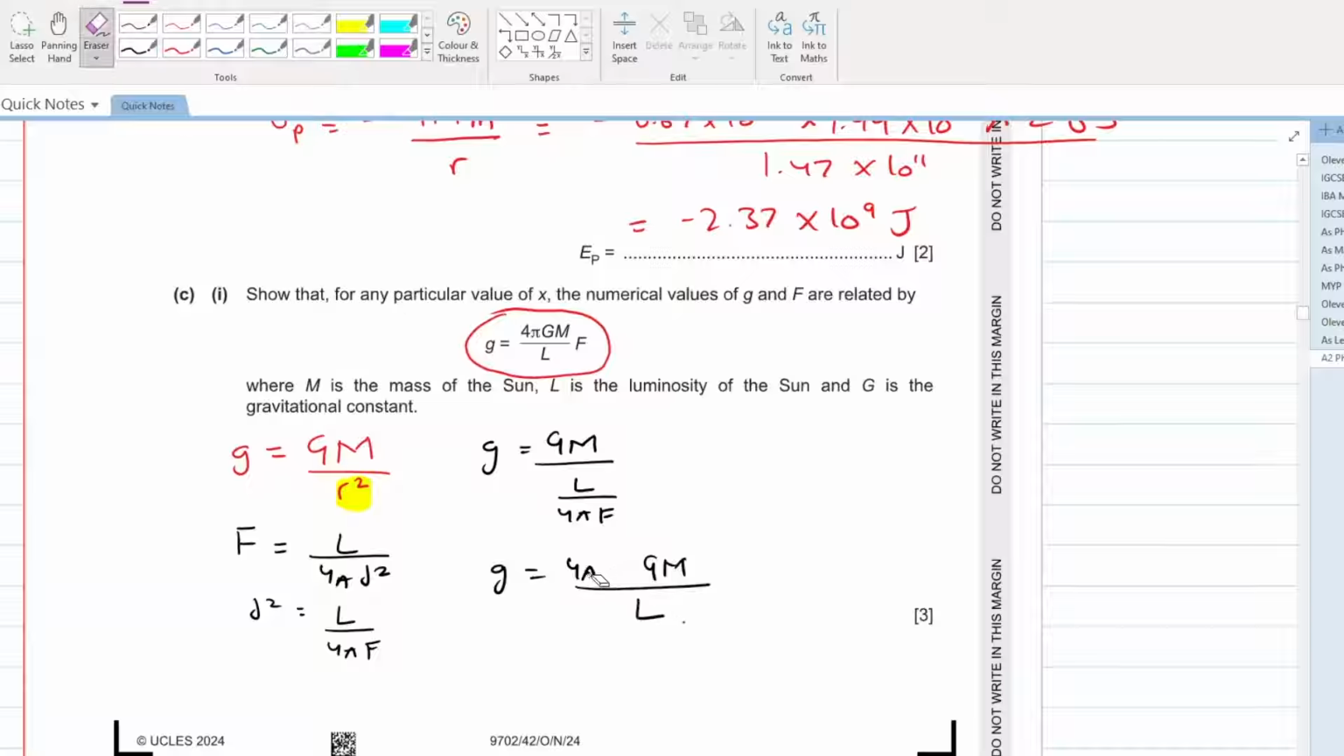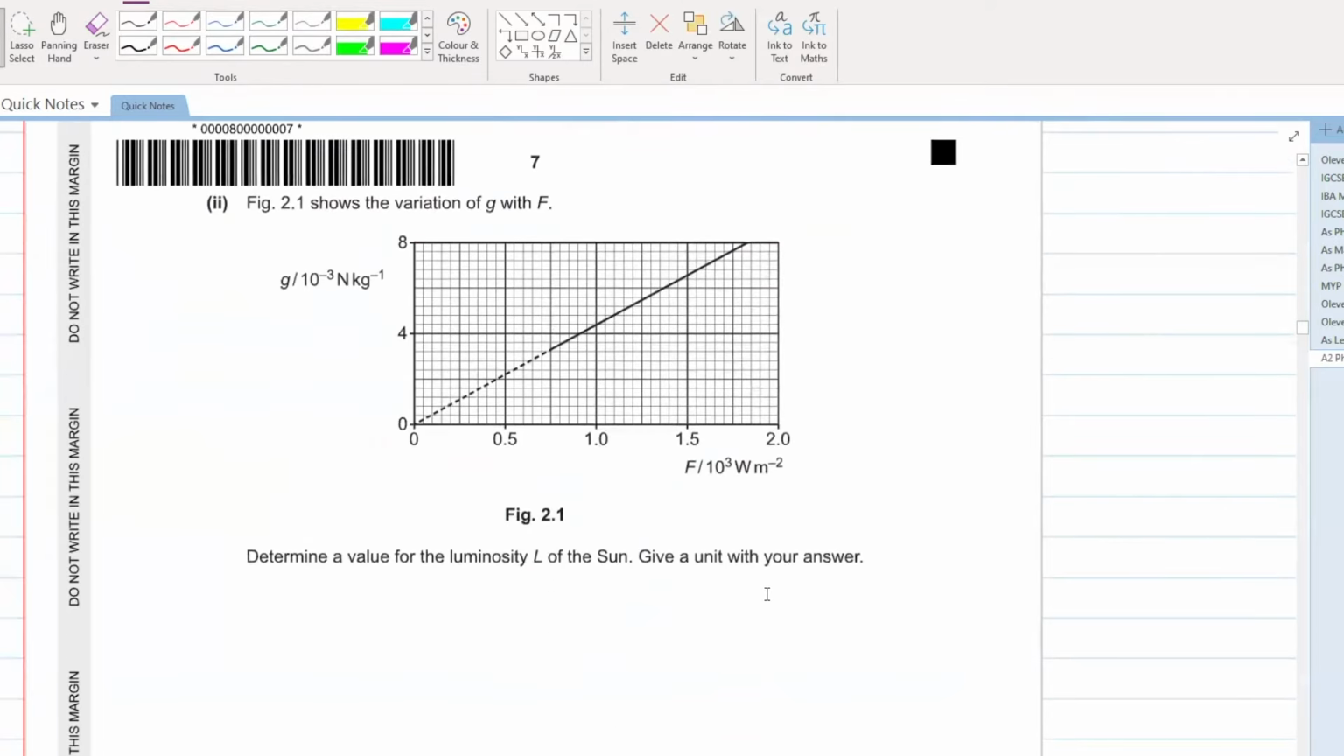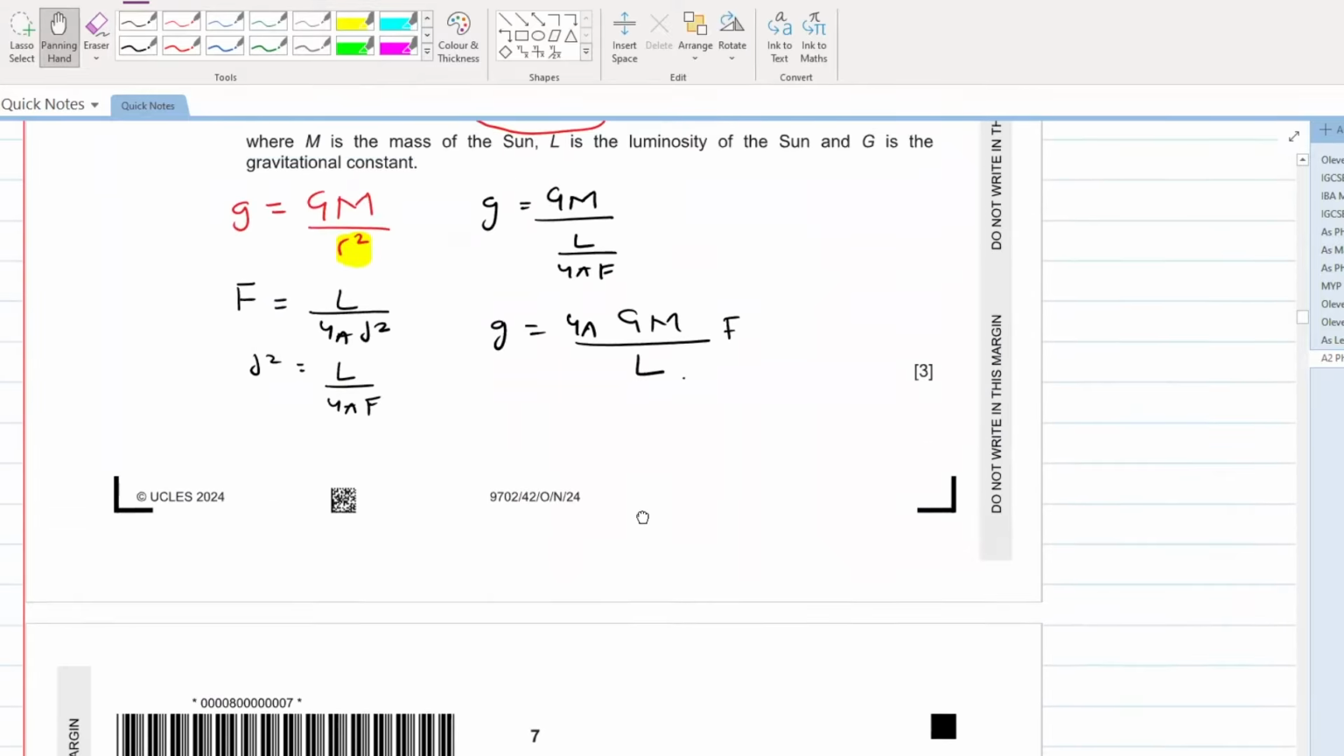You just have to remove f from here and place it on the entire fraction. Simple. Nothing complicated. Let's move further ahead. What is given? We are given the graph of gravitational field strength versus f. Perfect. You have to determine a value for the luminosity of the sun. Give a unit for your answer. Now, such an easy question.